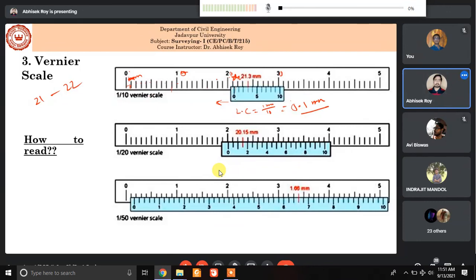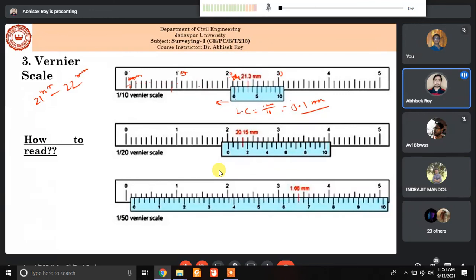Now, the zero of the vernier is basically the index, or it will denote how much you have crossed. So how much have you crossed? If you see the zero of this one, how much have you crossed in the main scale? Please tell me. 21 mm. You have crossed 21, but you have not crossed 22. So your data will be within 21 millimeter to 22 millimeter. Is that clear? Yes, sir.